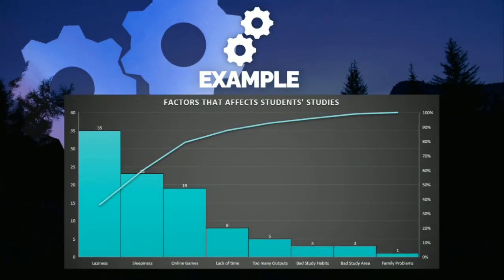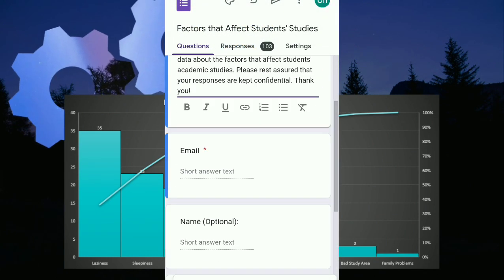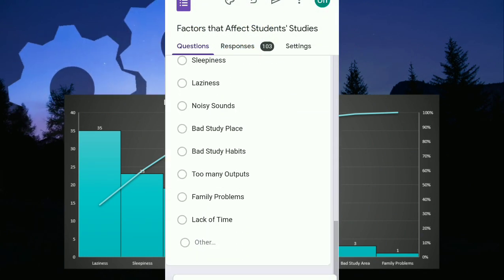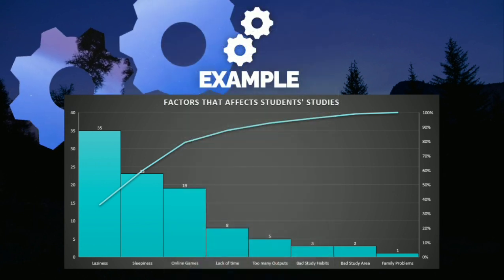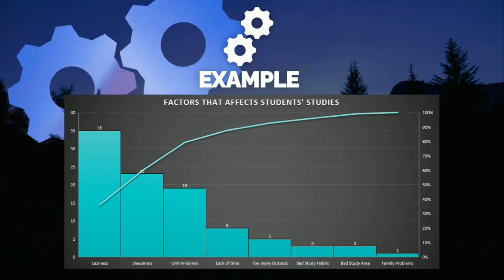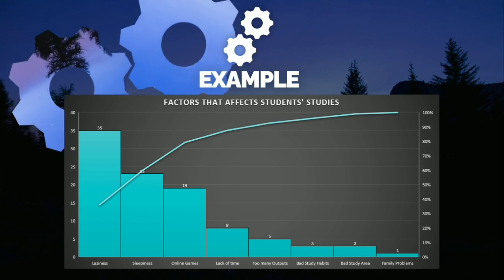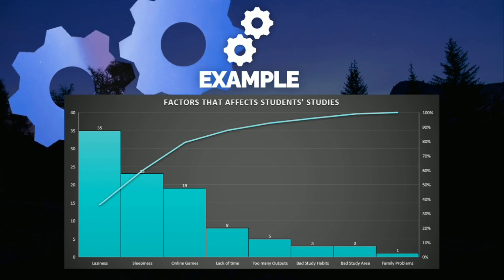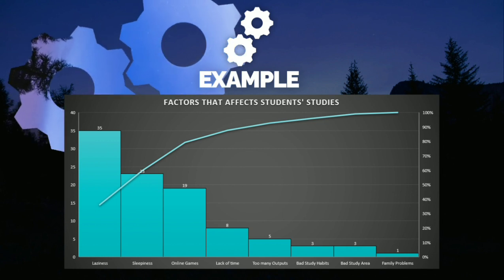Okay, so the examples of a Pareto chart. Earlier this month, we conducted an online survey about the factors that affect student studies with 100 respondents using G-forms. The survey aims to collect data about the factors that affect students' academic studies. Based on the results of the survey, we made a Pareto chart to visualize it.